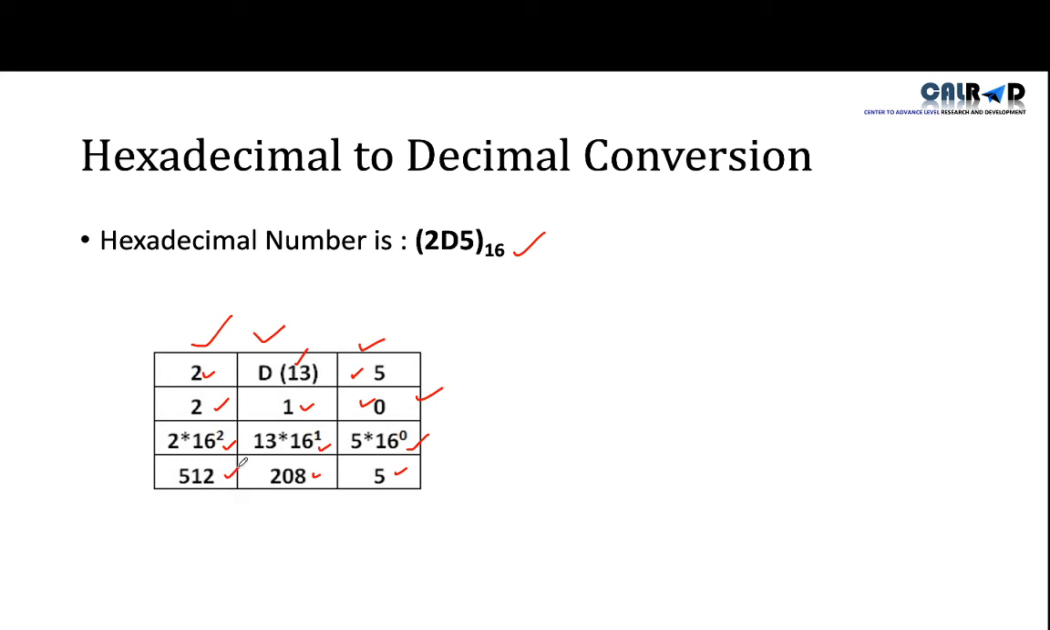So our 4 steps are complete, and the final step is to add them. So we add 512 plus 208 plus 5, that is 725 with the base 10, because this is a decimal number conversion. So these were some of the conversions which were quite important to learn.